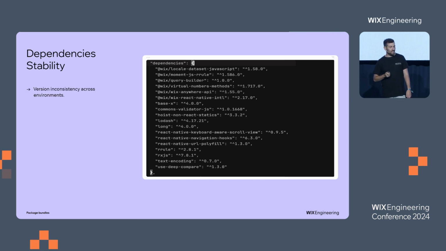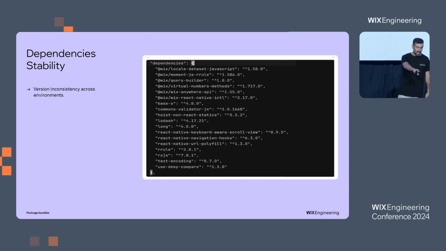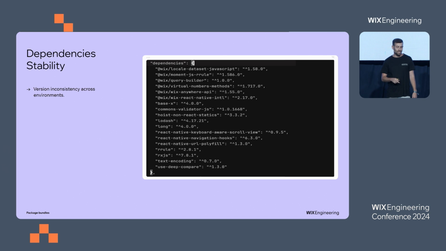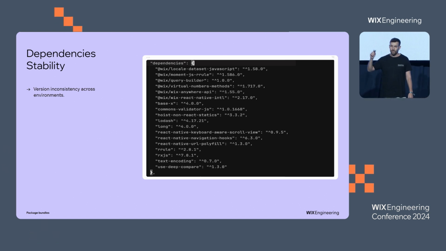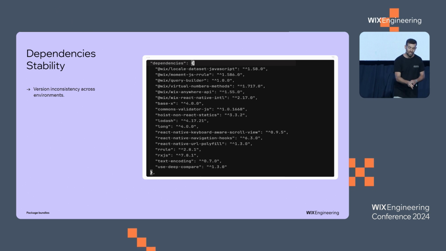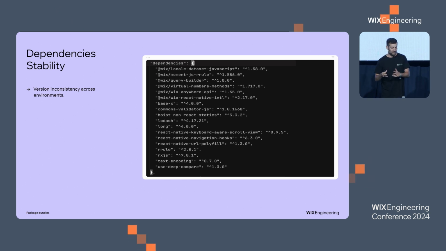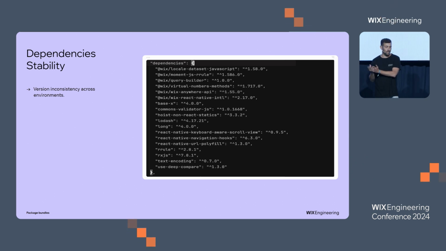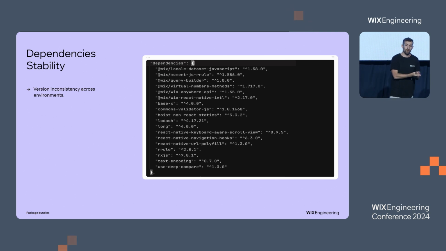The last issue is about the dependency stability. Here you can see the dependencies section in the package JSON, and let's focus on Lodash, for example. You have the caret sign 4.17.21. It means that you're going to get major version 4 and at least the specified version. But you might get a different version in your own environment and in the app environment. So maybe you have a bug in the app environment that you can't reproduce in your own environment.